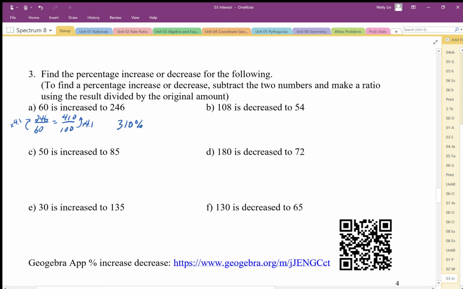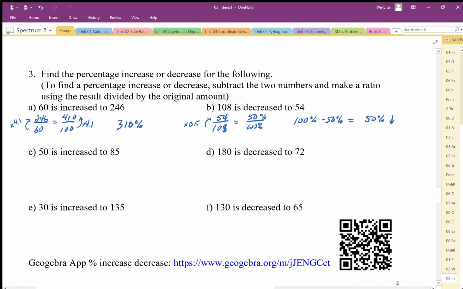So here we can do 108 is decreased to 54. Okay, so we end up with 50% out of 100%. This is our multiplier, 0.5. So our percentage is 50%. Now we take away 50% from the original 100%. So we do 100% minus the 50% to figure out our decrease. So we're left with 50%. So our decrease was a 50% decrease.